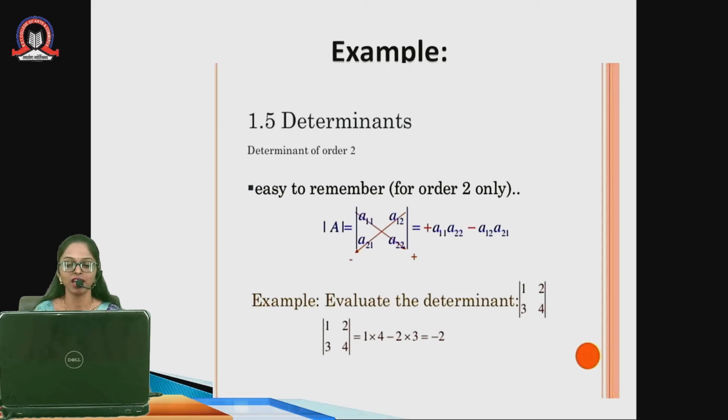Example, evaluate the determinant of the matrix 1 2 3 4 of order 2, we get 1 multiplied by 4 minus 2 multiplied by 3, that is 1 multiplied by 4 is 4 minus 6, we get minus 2 as the answer. That is, the determinant of that example is minus 2.